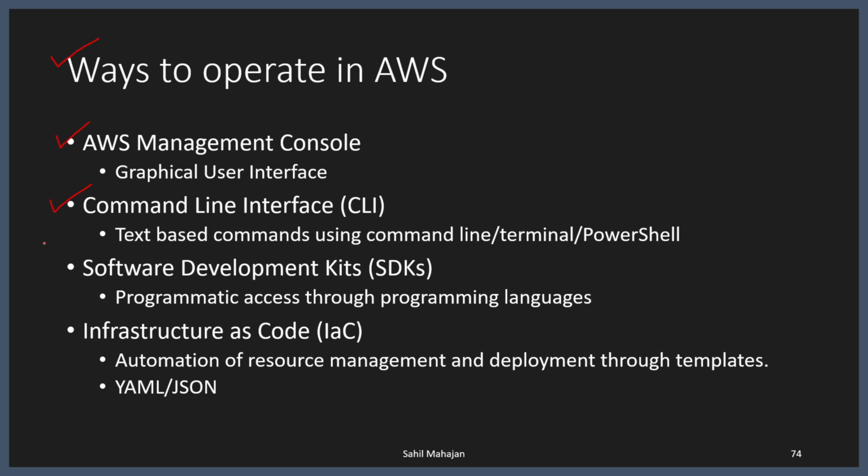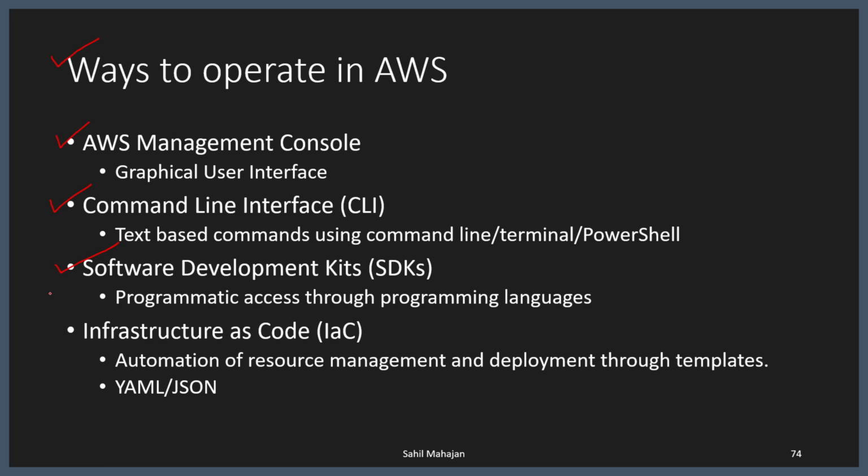Now, another option that we have is called Command Line Interface, also called CLI. This is a text-based interaction with AWS wherein you type in commands and you're able to interact with AWS. People who use Linux, PowerShell, or Terminal are pretty well versed with this, but this is another really powerful way you can interact with AWS, through writing commands in your PowerShell command prompt or terminal.